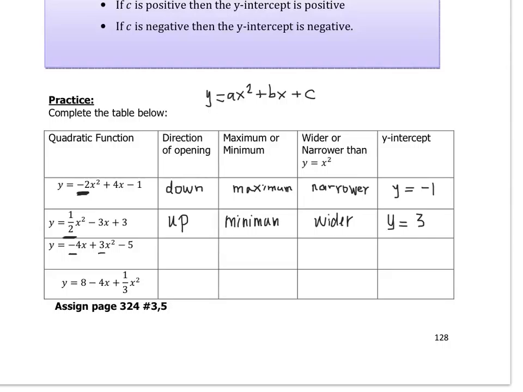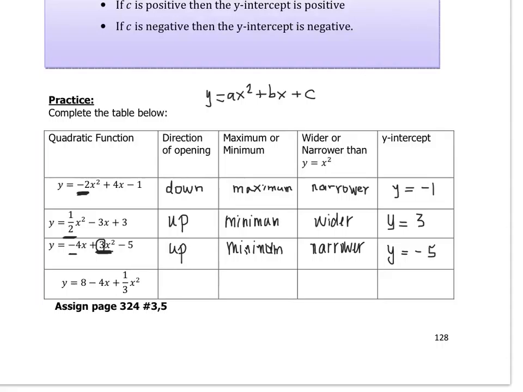The next one, if you look at it, the first term is not the a value. The first term is actually the b value, which is -4. A is the one that goes with x squared. This equation is not written in the proper order, so we just have to be careful that we look at the right term. So a is equal to 3 in this case, a positive 3. That means it still opens up and still has a minimum value. And 3 would make it narrower because the a value is bigger than 1, so it's going to be a narrower graph. The constant term in this example is -5, so that would be the y-intercept.